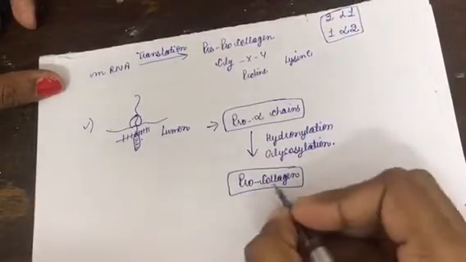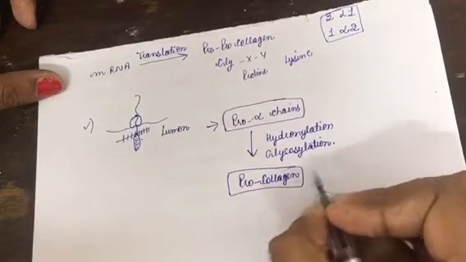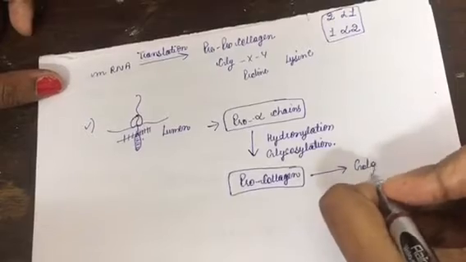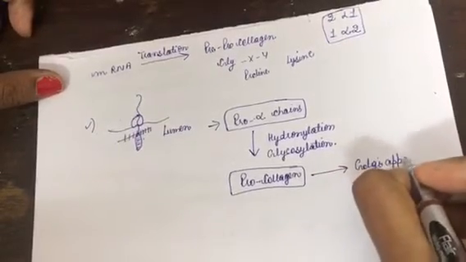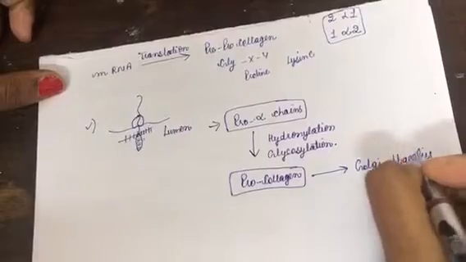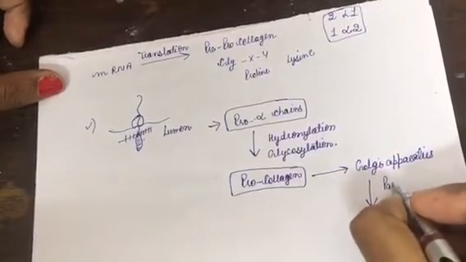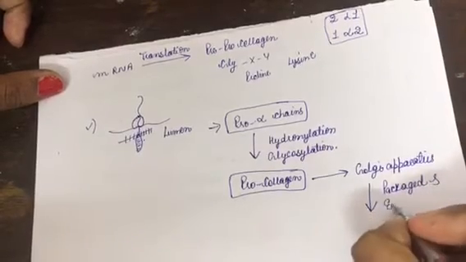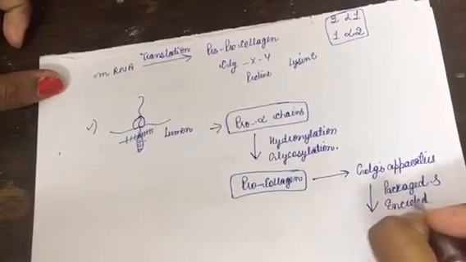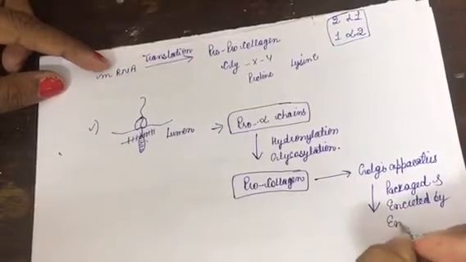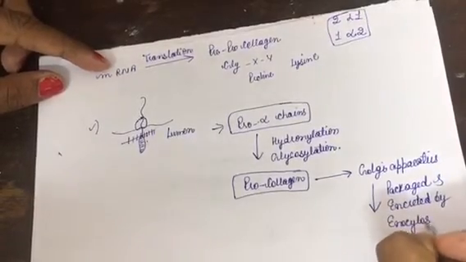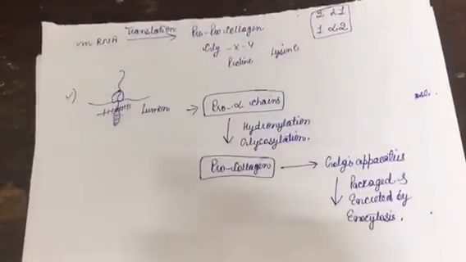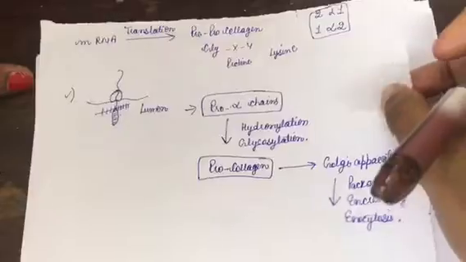Okay, pro-collagen will go to the Golgi apparatus where it is packaged and excreted by exocytosis. Right? I hope I've made this clear to you.